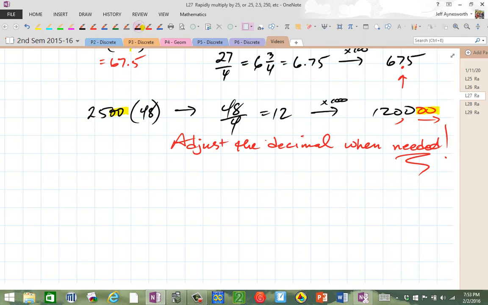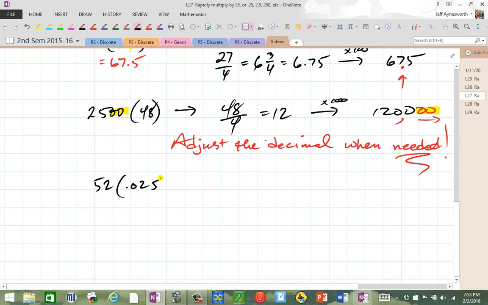All right, so one more time. Let's take something like 52 times 0.025. Check this out. You take 52 divided by 4 first. 4 divides into 5 once, remainder 1. So that becomes a 12. 4 into 12 is 3, so this is 13. 4 times 13 is 52.